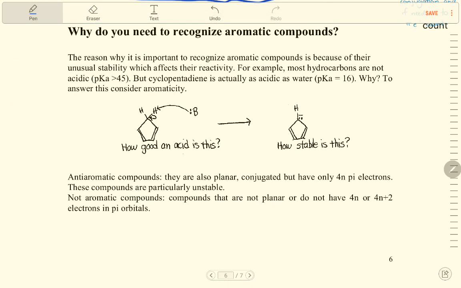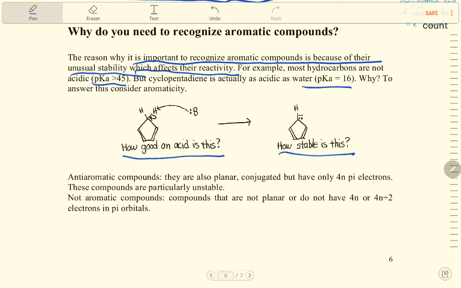So now, why do you need to recognize aromatic compounds? It is important because of their unusual stability. They are stable and that affects their reactivity. For example, most hydrocarbons are not acidic, with a pKa greater than 45. But cyclopentadiene is actually about as acidic as water. Why? To answer that with aromaticity, you need to find which one is more stable. How good is this acid and how stable is it?